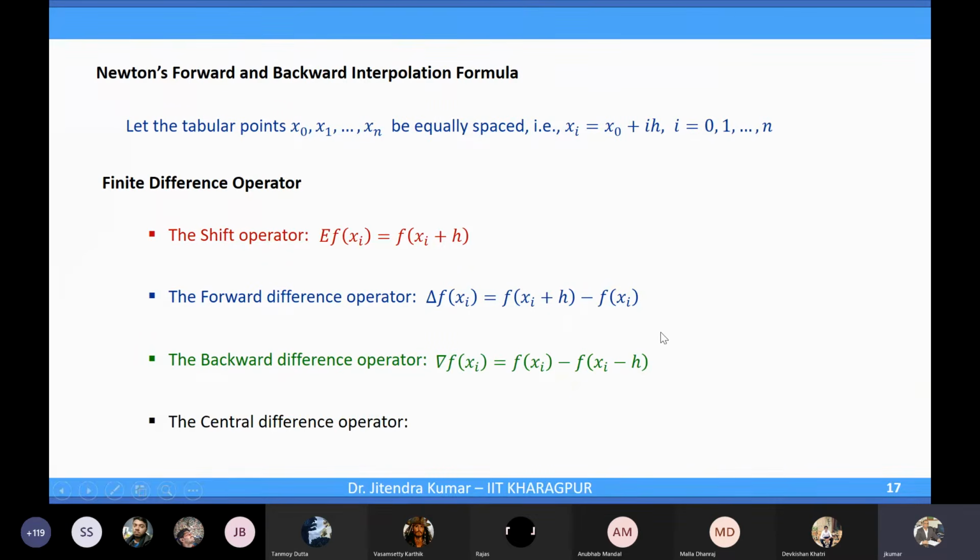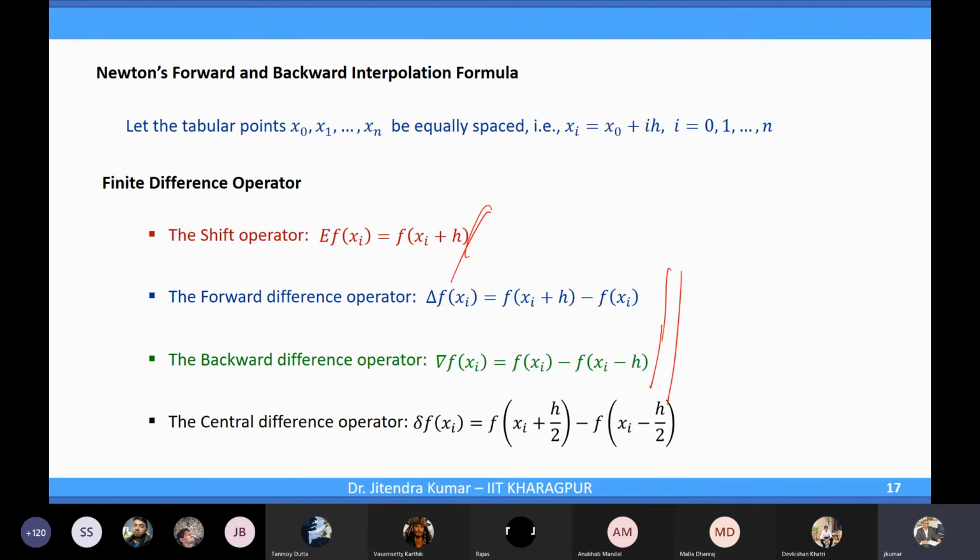There is also the central difference operator, which we hardly need, I think, in this lecture. But just let me mention, delta f(x_i) is a central difference. You go half to the right minus half to the left. So f(x_i + h/2) minus f(x_i - h/2). This is your central difference operator. So mainly we need these forward, backward, and maybe the shift operator.